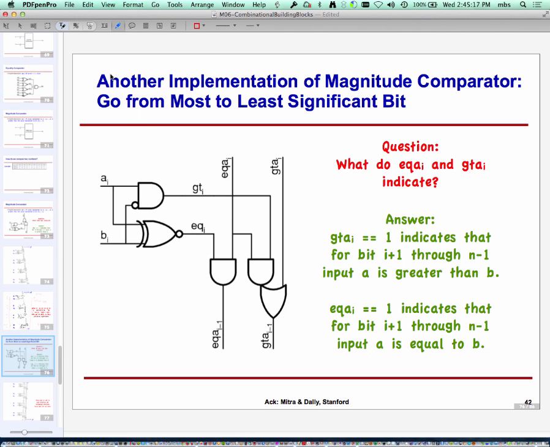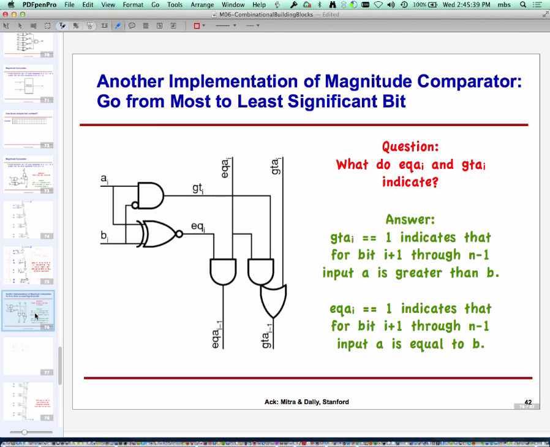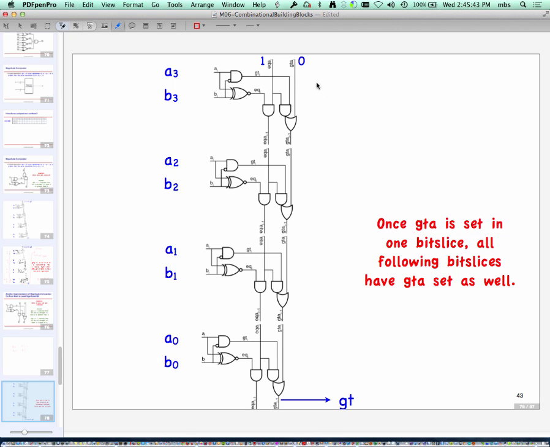Okay, let me make sure I understand. So let's do the following. Tell me the value of A that you want. 0, 1, 1. And the value of B? 0, 1, 1. Okay. So firstly, is A greater than B? No, we want a 0 out here, obviously, right? Okay. So now let's see how things will fare in this design. This is how this design looks.